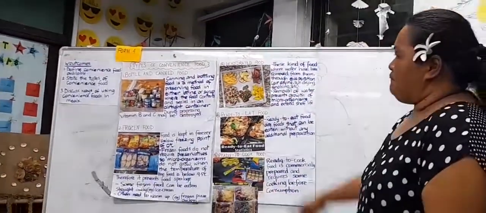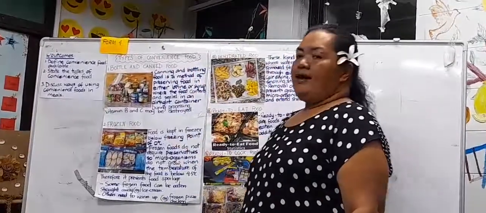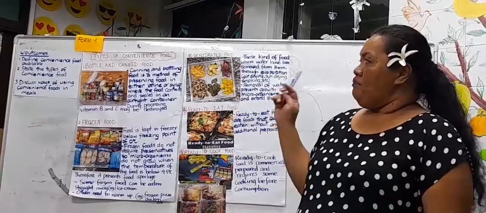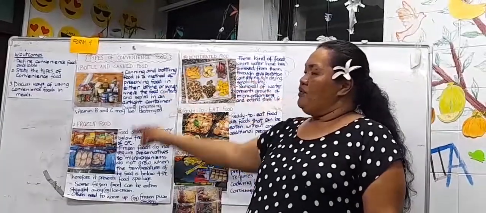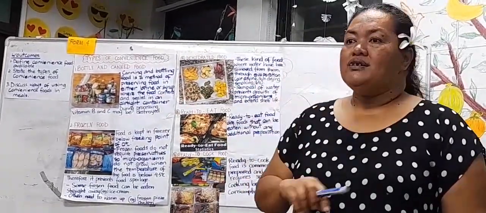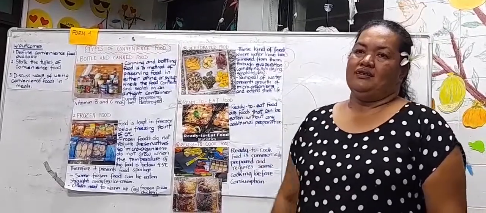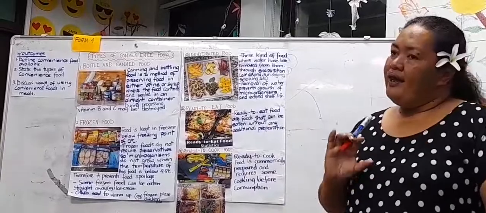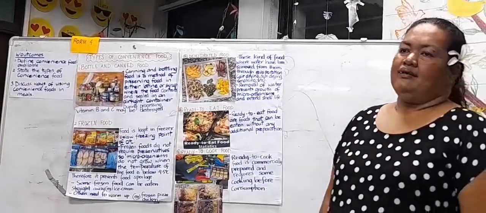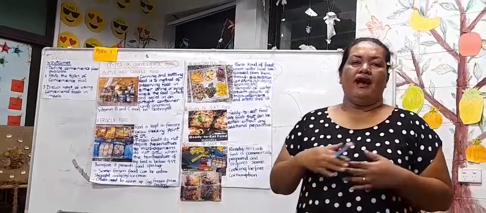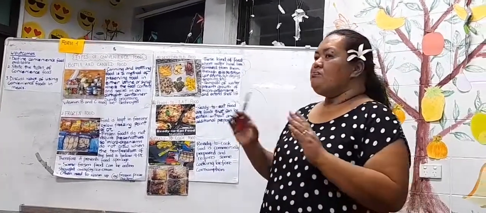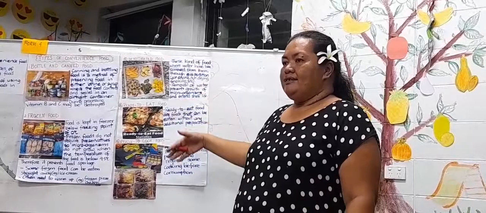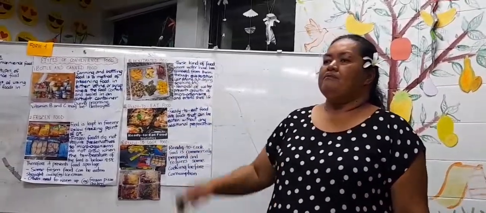Okay, now we're looking at the types of convenience food. But before we look at the types of convenience food, we have to first define convenience food. Convenience foods are processed foods that require little or no preparation. This kind of food can be either partly or fully prepared by the manufacturer. We can cover that later in our discussion.